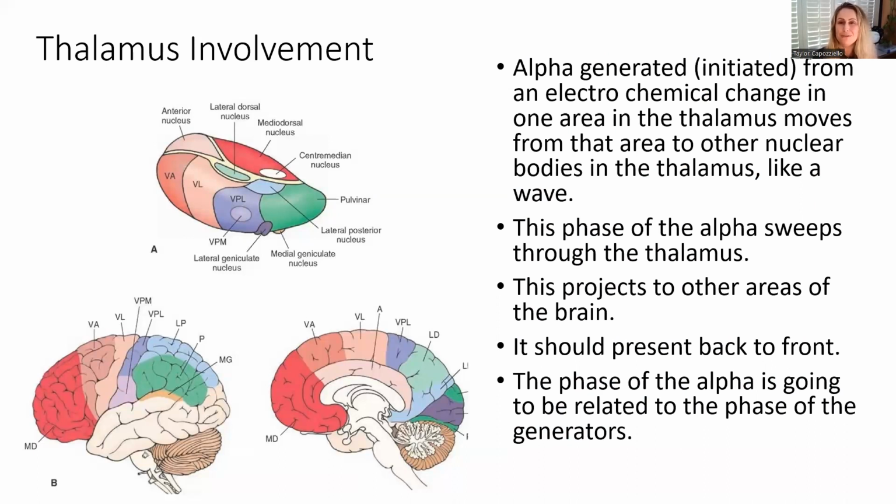So alpha, which we'll talk about because that's our topic right now, is generated from an electrochemical change in one area of the thalamus, and it moves from that area to other nuclear bodies in the thalamus like a wave. And this phase of the alpha sweeps through the thalamus. And then this projects to other areas of the brain, and it should present back to front. And we see this as it moves across the cortex in the EEG. And the phase of the alpha is going to be related to the phase of the generators. And in a little bit, we'll dive into this part a little bit more.